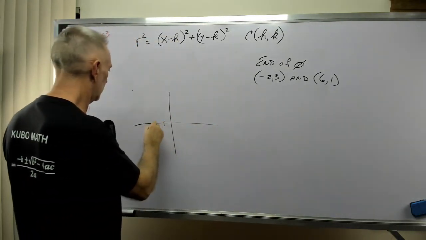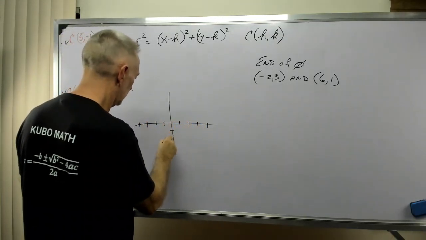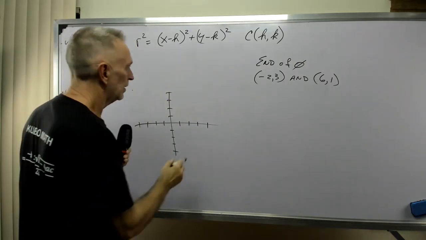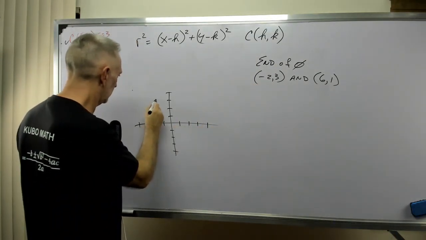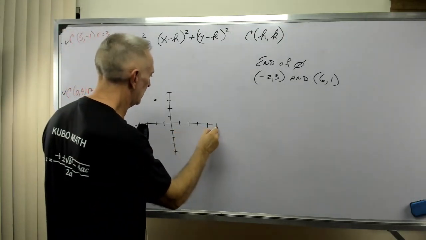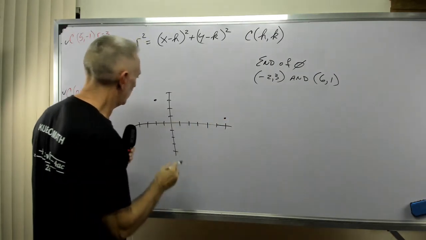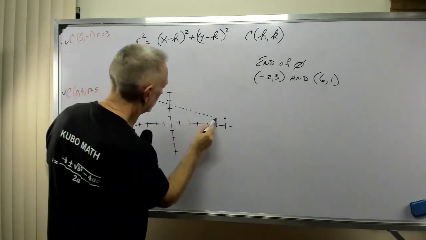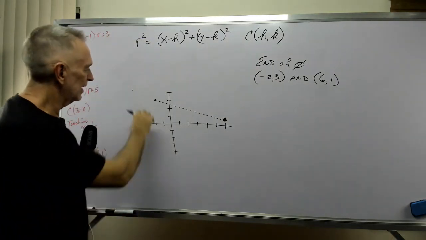All right, 1, 2, 3, 4. 1, 2, 3, 4. 1, 2, 3, 4. 1, 2, 3, 4. All right. So it says negative 2, 3. So I'm somewhere about in there. And then 6. 1, 2, 3, 4, 5, 6. 6, 1. So I'm right there. So we have a line going. Well, I kind of missed it. All right. I'll enlarge my dot.